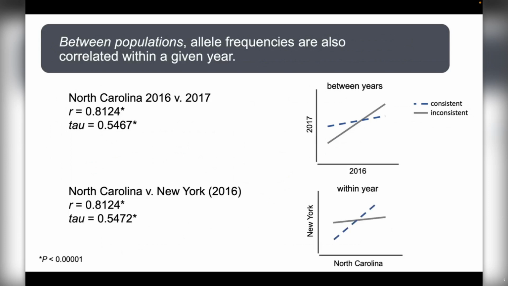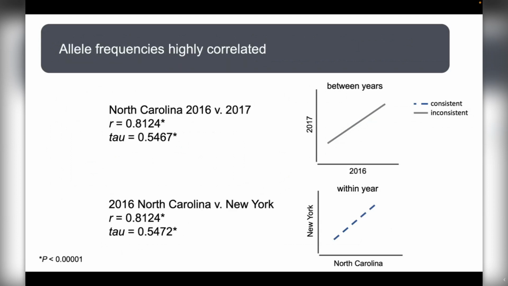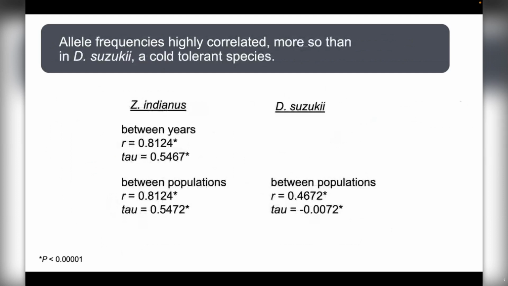We also found really strong correlation between allele frequencies across locations, so between the North Carolina population and the New York population within a given year. So this is consistent with our naive prediction that we might expect if there was serial colonization each year. So both patterns are showing that allele frequencies are just highly correlated, both between years, at least in this data set, and across locations.